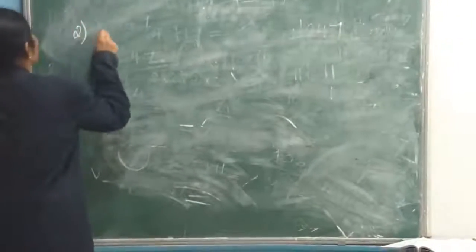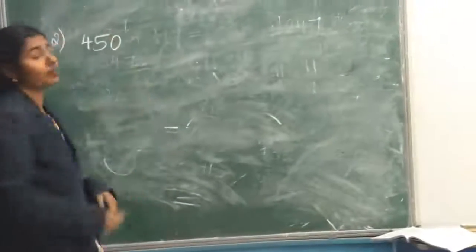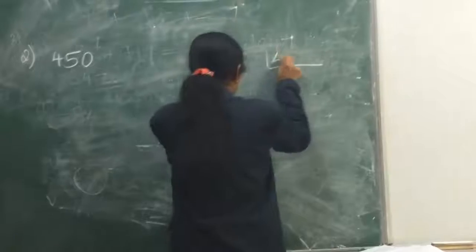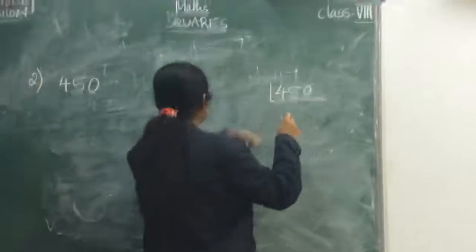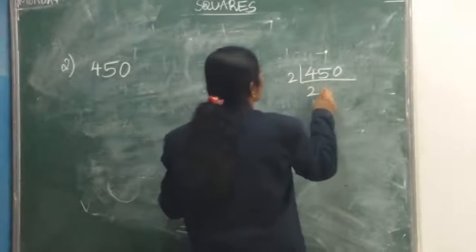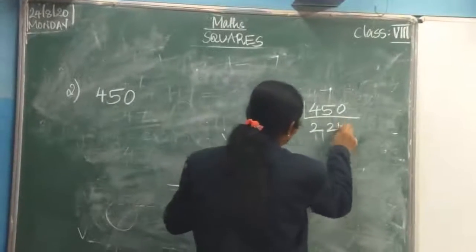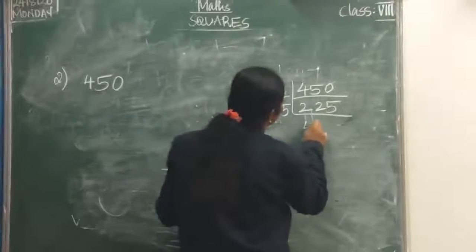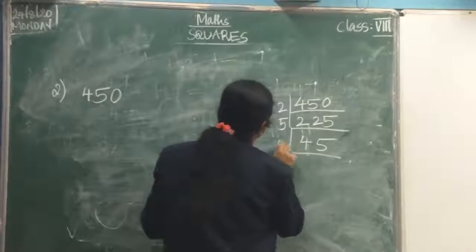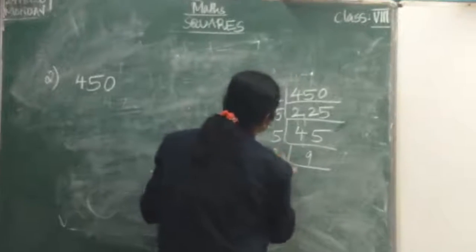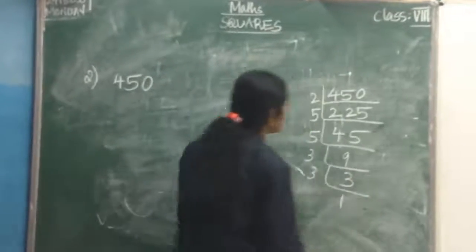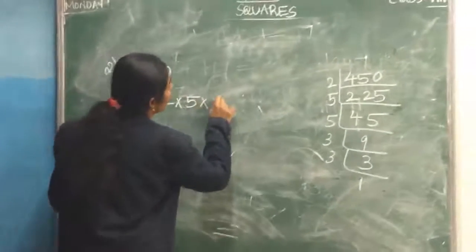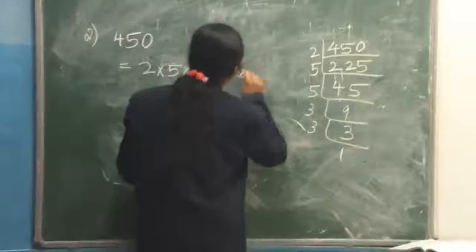Second number is 450. First of all, factorize this number with the 2 table or 5 table. You can divide this number by 2. Now this number is divisible by 5. 45, 5 9s are 45, then 3 3s are 9, 3 1s are 3. So 450 you can write as 2 multiplied by 5 multiplied by 5 multiplied by 3 multiplied by 3.